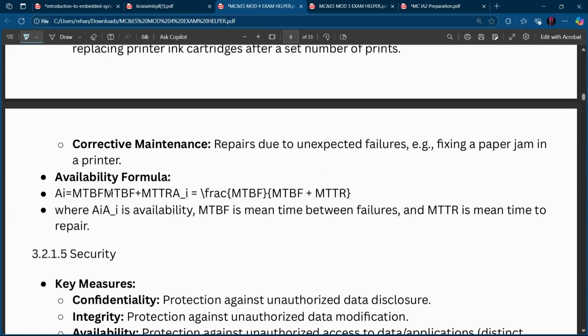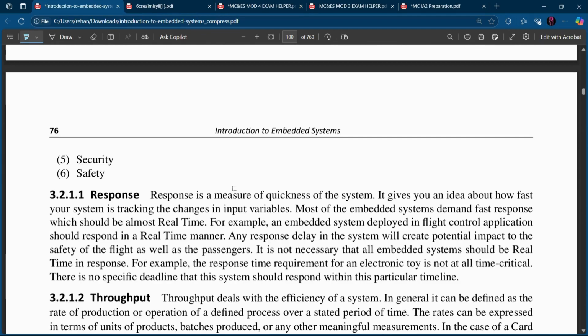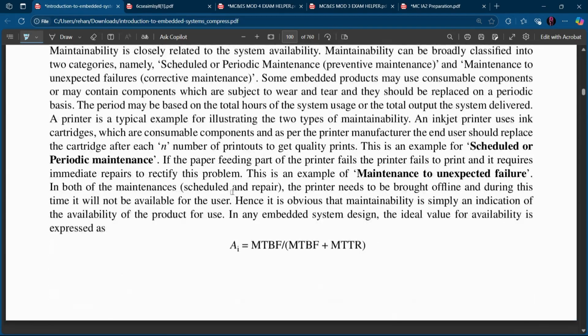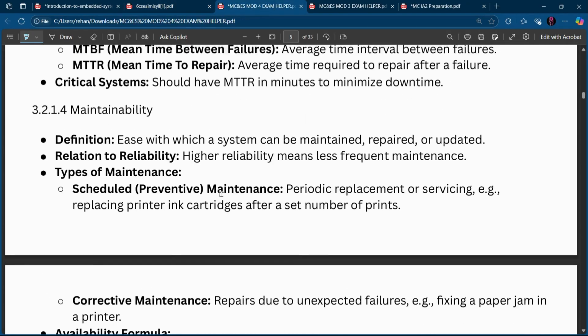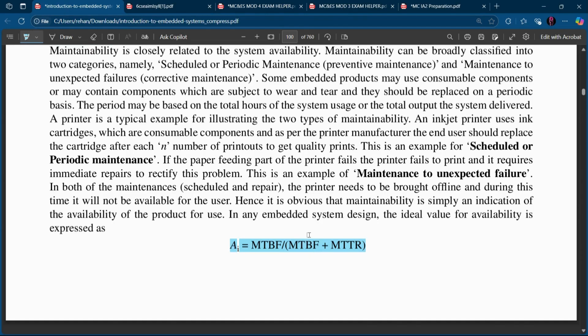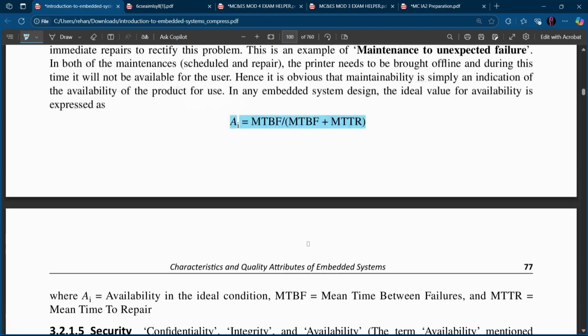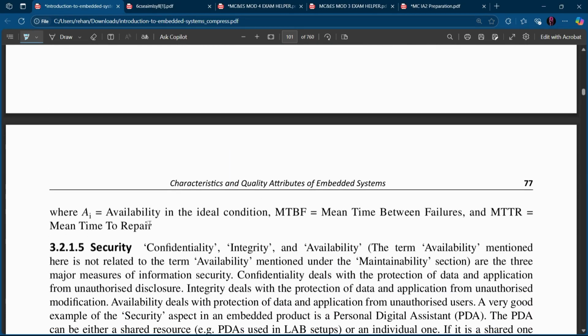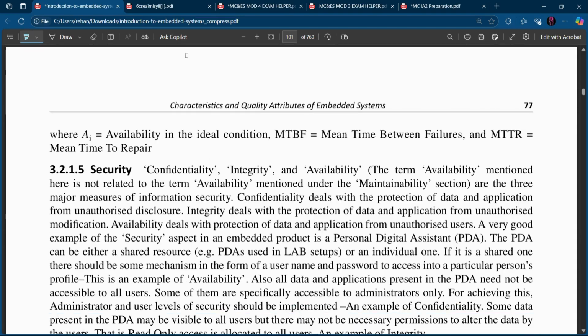Then the availability formula: A of I equals MTBF divided by MTBF plus MTTR. You can check that in the textbook. See, mean time between failures divided by, this whole thing should come down, mean time between failures plus mean time to repair. That's the formula where A of I is availability in the ideal condition, MTBF is the mean time between failures, and MTTR is the mean time to repair.